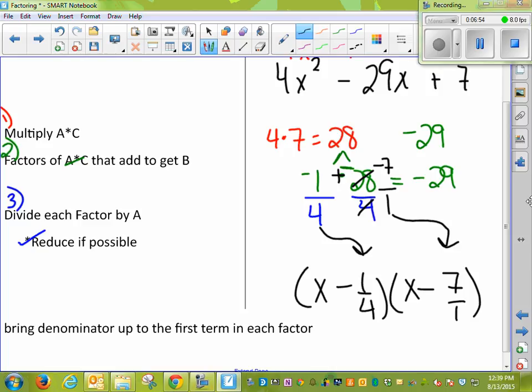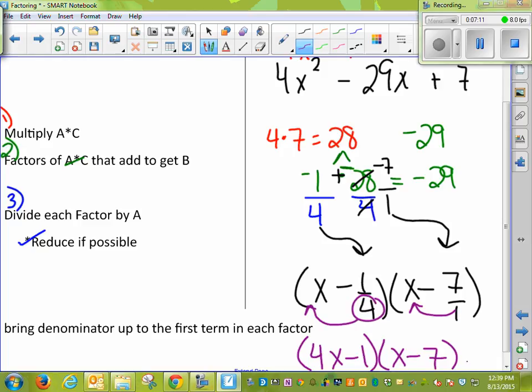All right, last one, bottoms up. Denominator is that bottom number, pull it up. 4x minus 1 is a factor. Pull the 1 up, leaves me with just x minus 7. And that is the factored form.